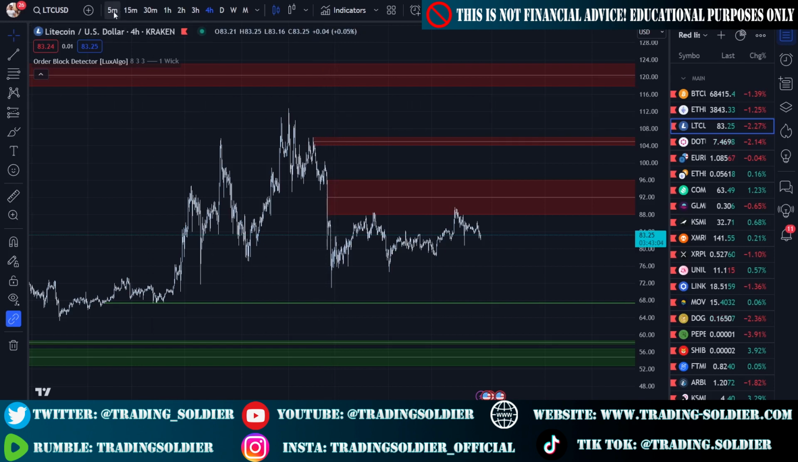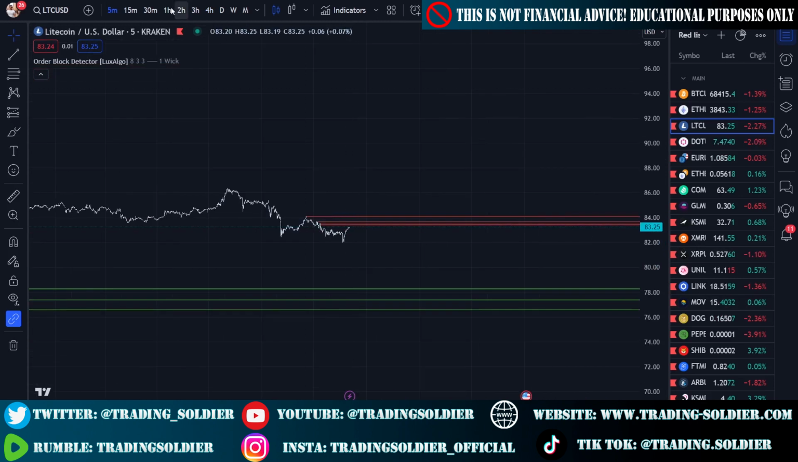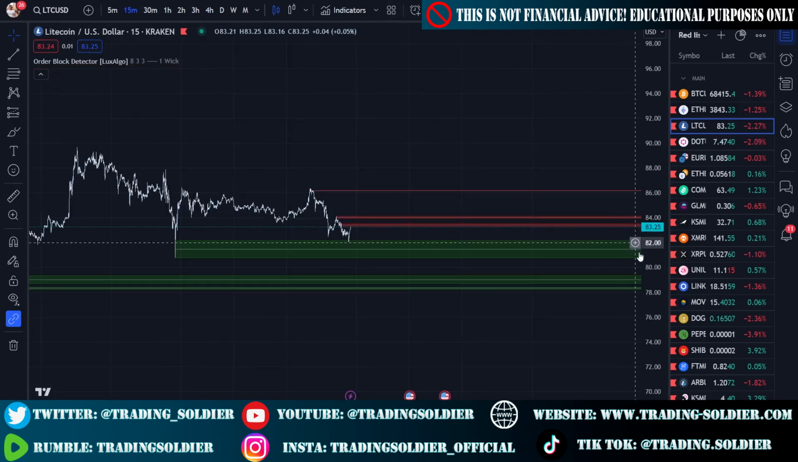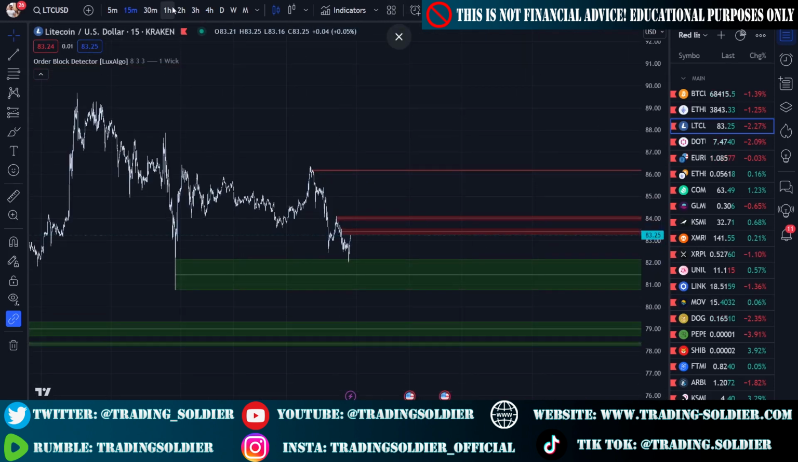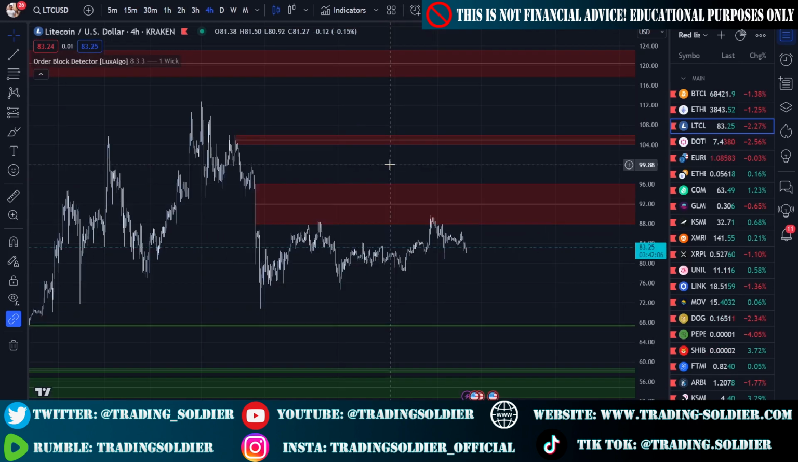Also, this indicator works on every different time frame, so you can use it, for example, in the 5-minute chart, or in the 15-minute chart, as you can see, or in the 1-hour chart or the 4-hour chart. Before explaining how to set up this indicator in TradingView, I'm going to explain a little bit of theory on how order blocks work.